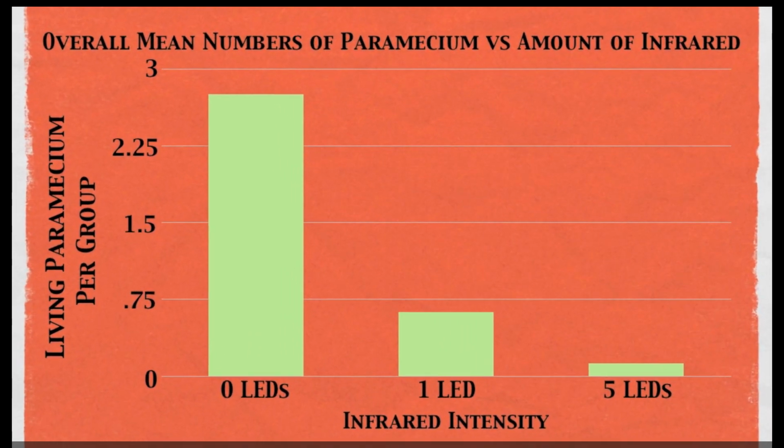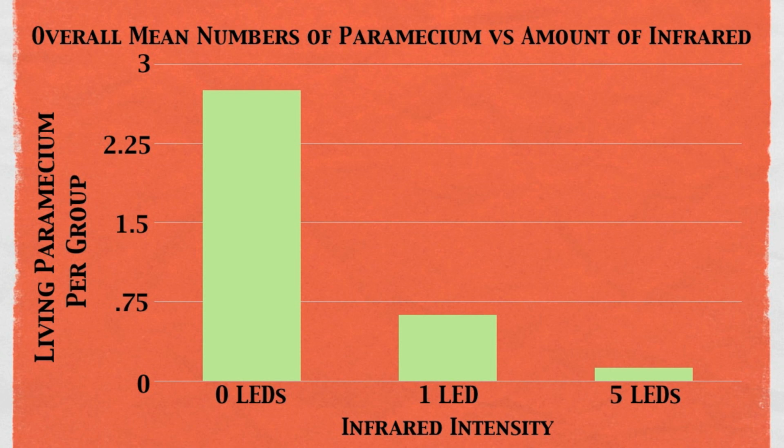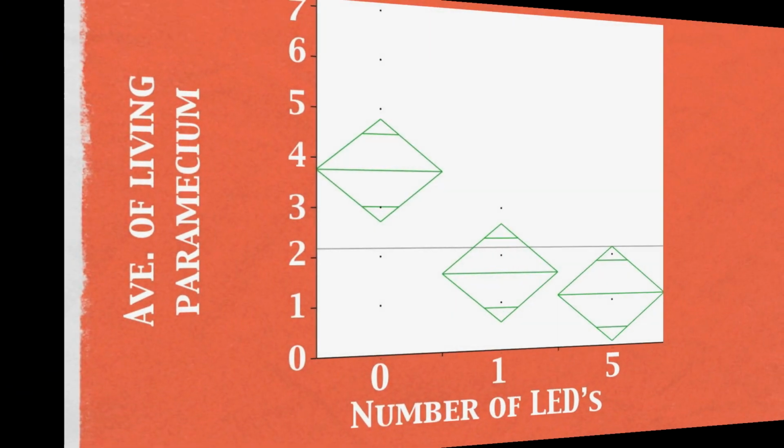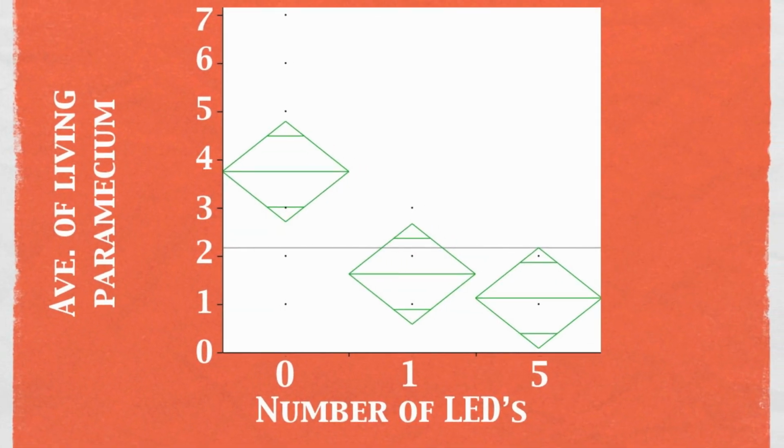When you look at this graph of the mean average of surviving paramecium, the control group, 0 LEDs, looks dramatically different from 1 and 5. Is this because of the scale of the graph? We used the ANOVA statistical method.